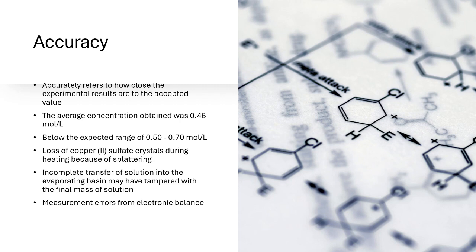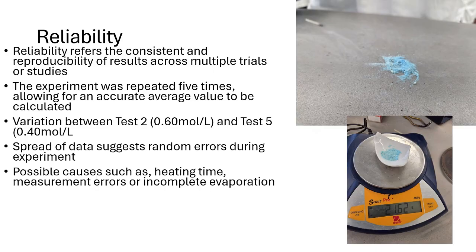Additionally, incomplete transfer of the solution into the evaporating basin or measuring cylinder could have lowered the amount of copper sulfate present. Finally, measurement uncertainty from using our eyes to measure in the measuring cylinder compared to using a more calibrated device affected the accuracy and the final calculations of the experiment. The multiple trials in our investigation allowed a reliable average concentration to be calculated.